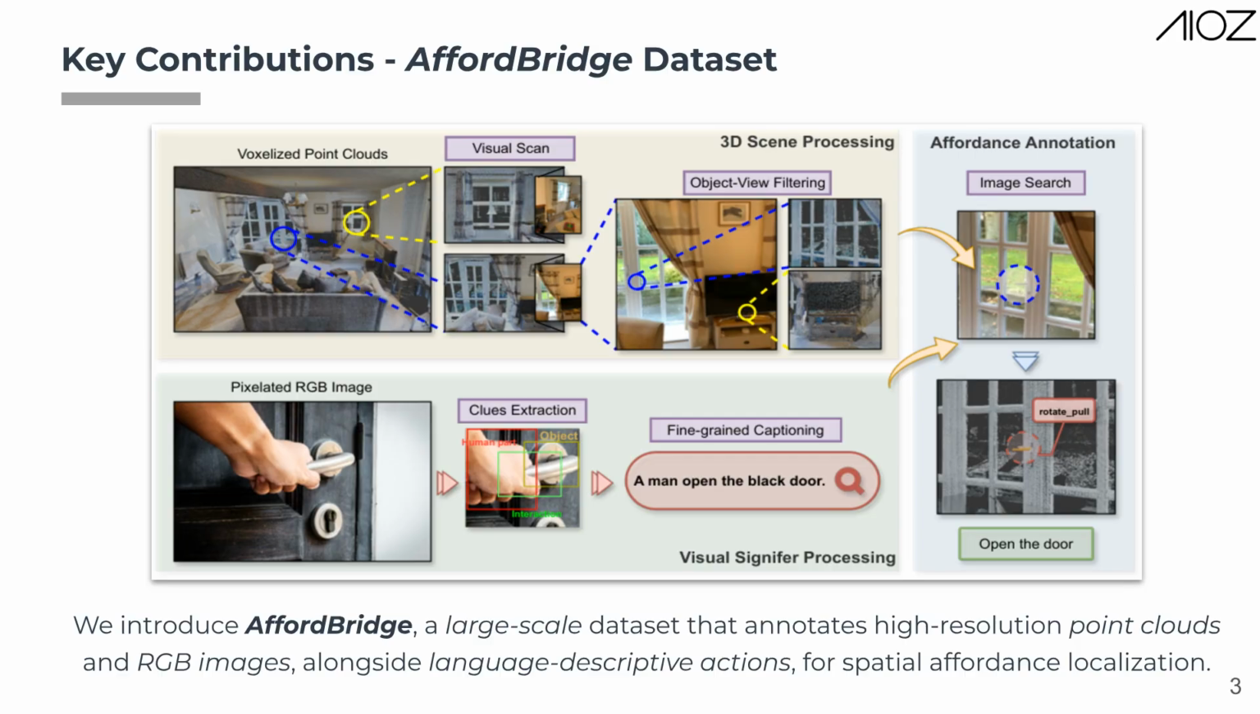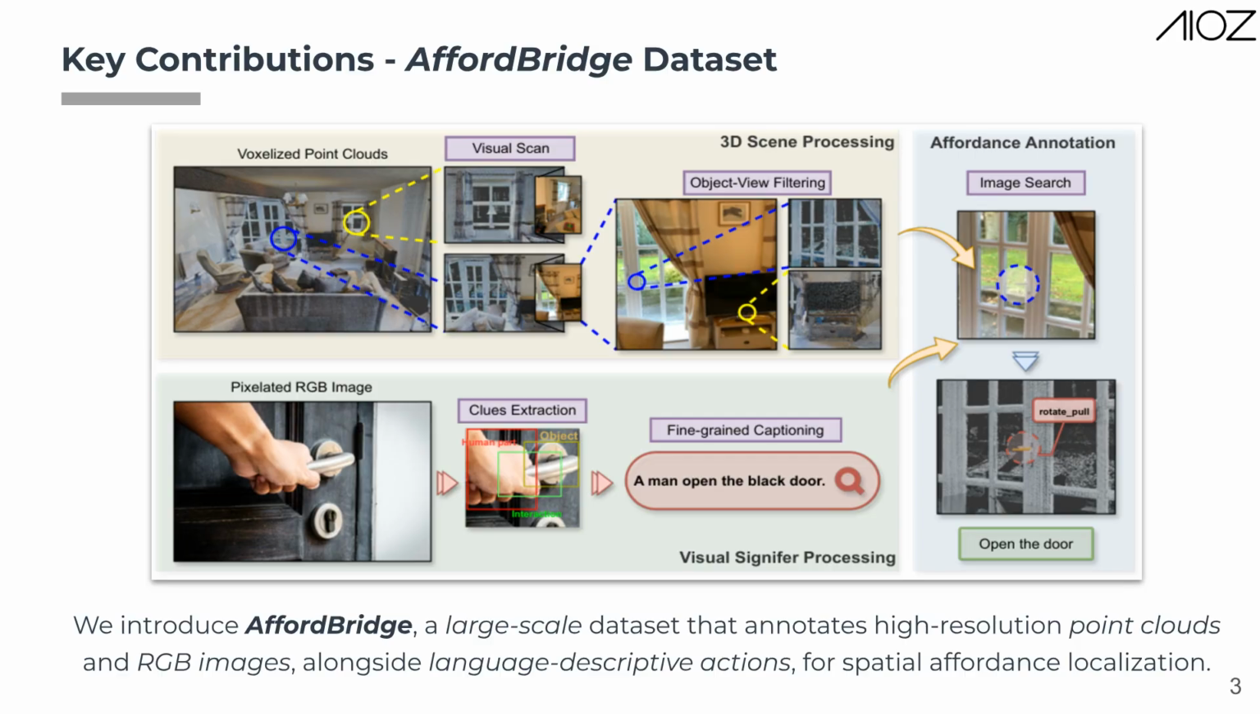The first stage is scene processing. We downsample the point cloud while preserving the details. We also collect images and perform object view filtering by detecting candidate objects, ranking them by spatial location, scale, and contextual relevance. The second stage is visual signifier processing.